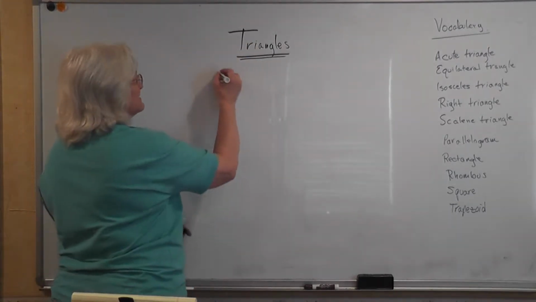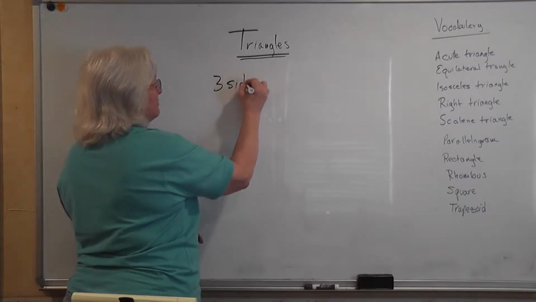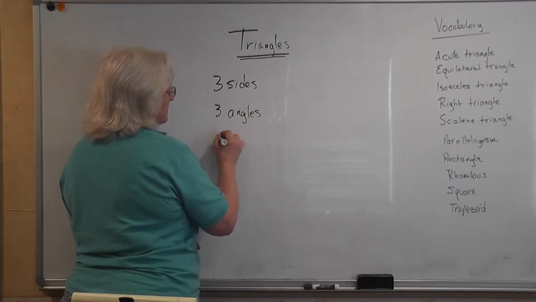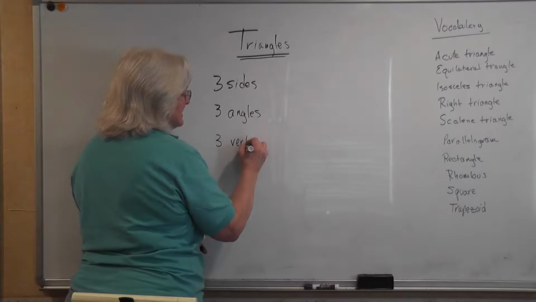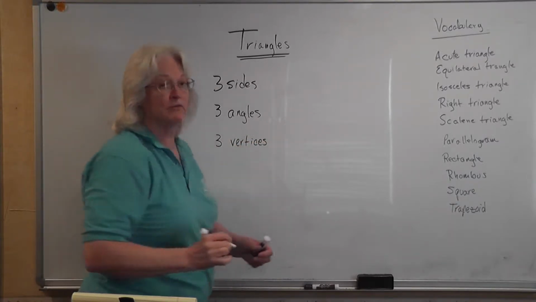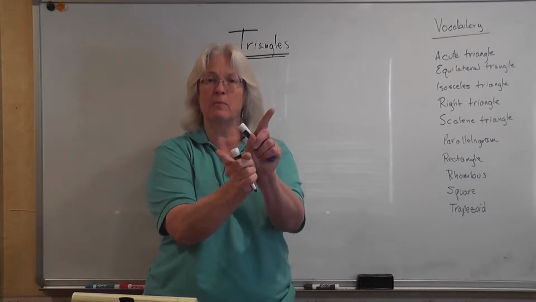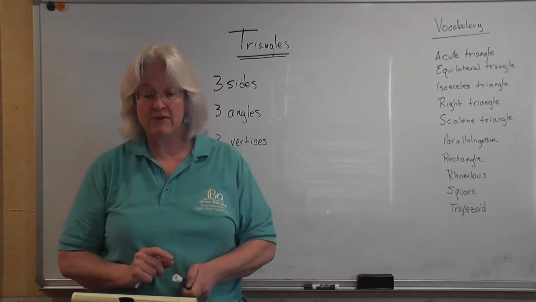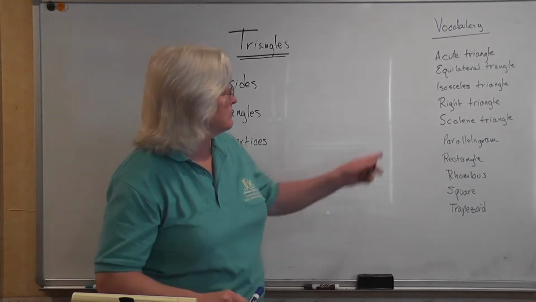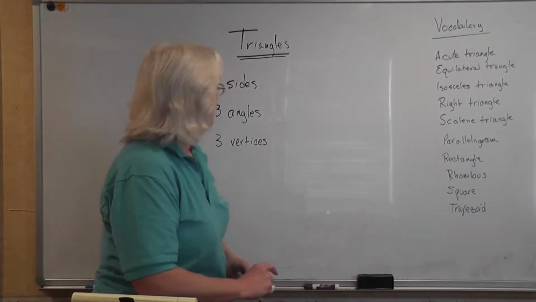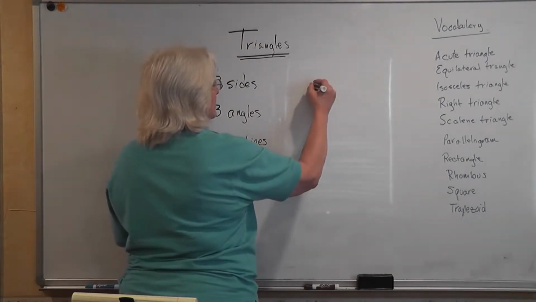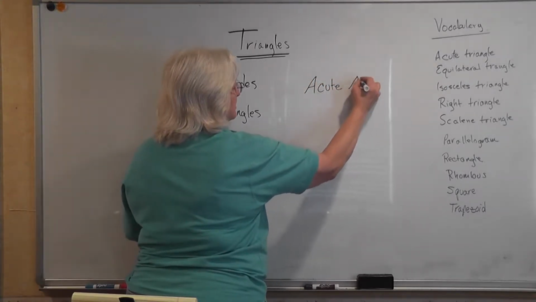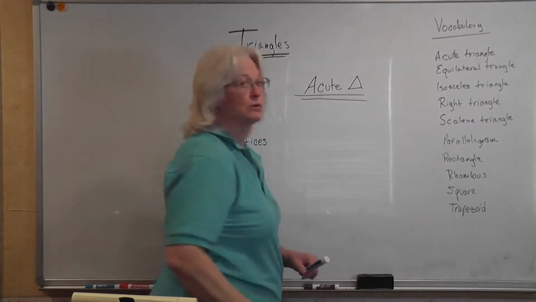Triangles have three sides. They have three angles, and they have three vertices. And remember that vertices is the plural of vertex, and vertex is the common end, the common joint place of where an angle is. And we have a variety of names for triangles. We have to know what they all are. We have an acute triangle.